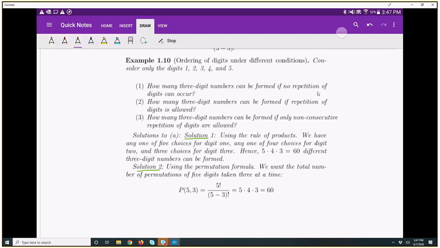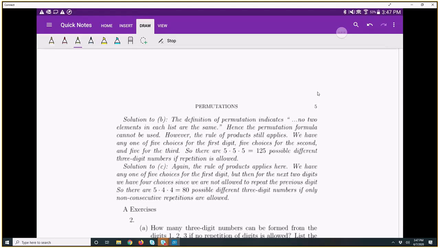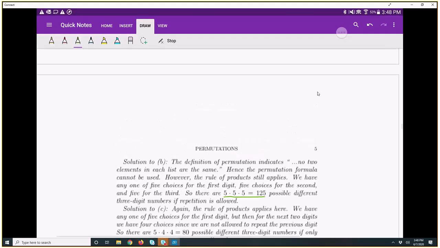The second part of the question says, how many 3-digit numbers can be formed if repetition of digits is allowed? Well, the definition of a permutation indicates that no 2 elements in each list are the same. So the permutation formula we cannot use here. However, we can still just apply the rule of products. And we'll have 5 choices for the first digit. We'll have 5 choices for the second digit and 5 choices for the third. So this just gives us 125 possibilities.